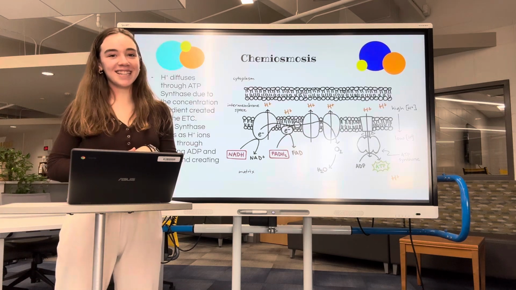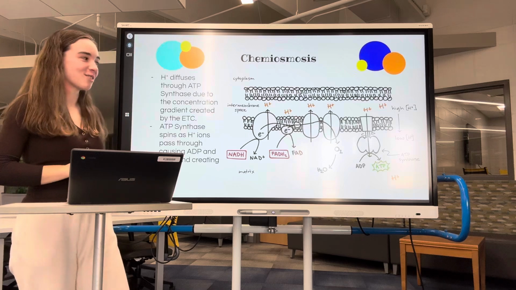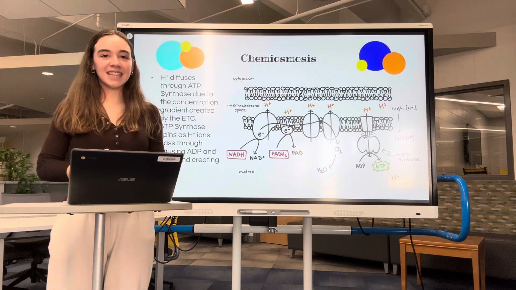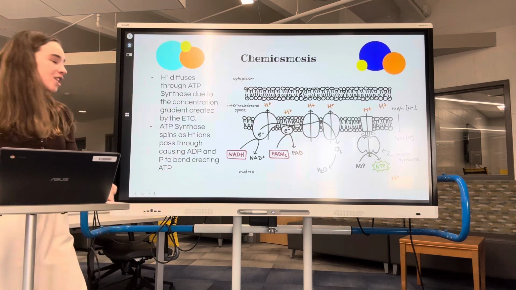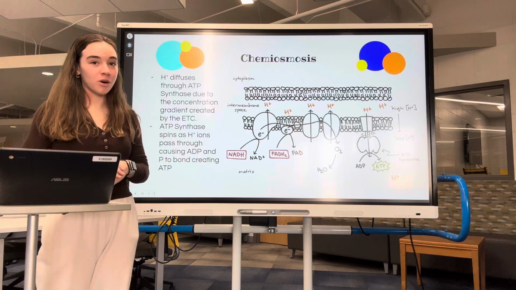What's that called again? That's right, that's called substrate level phosphorylation. At the end of chemiosmosis, there's a production of 32 to 34 ATP.